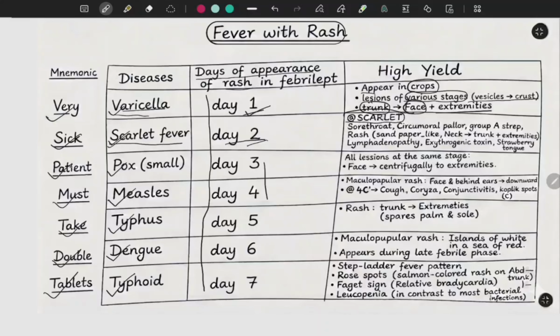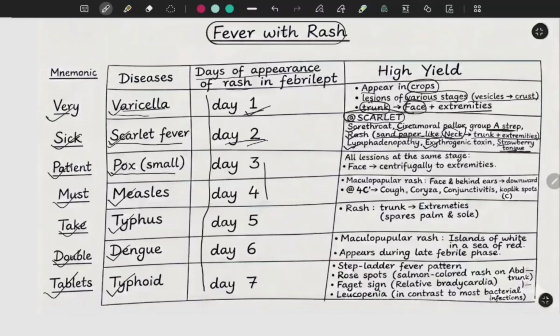Scarlet fever, the rash appears on day 2 of the fever, and we can remember the high yield points for scarlet fever by mnemonic scarlet itself. S for sore throat, C circumoral pallor, A, it is caused by group A streptococci, R for rash, and the rash is sandpaper-like, rough, grainy, and it first appears on the neck and then spreads to trunk and extremities. L for lymphadenopathy, E for erythrogenic toxin, and S for strawberry tongue.